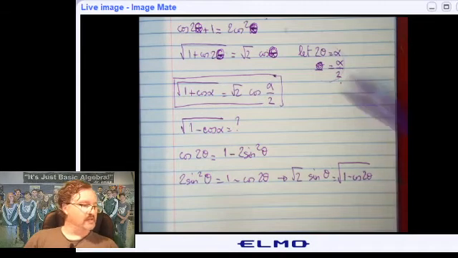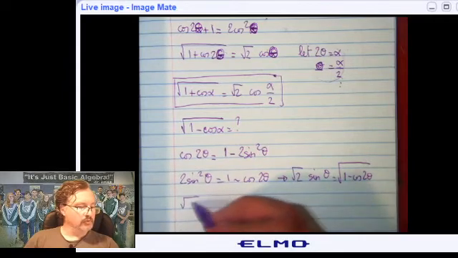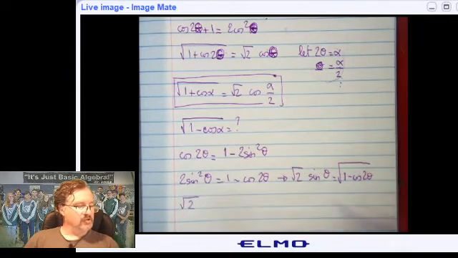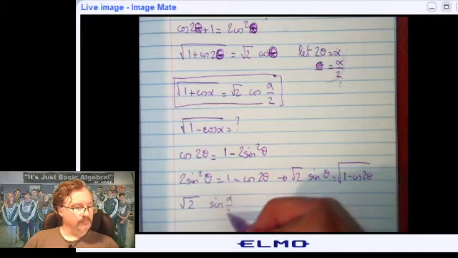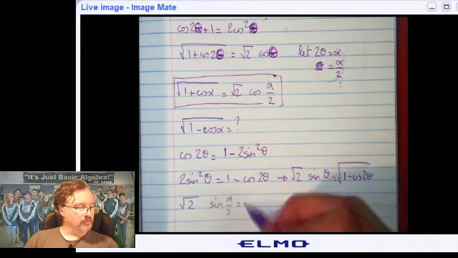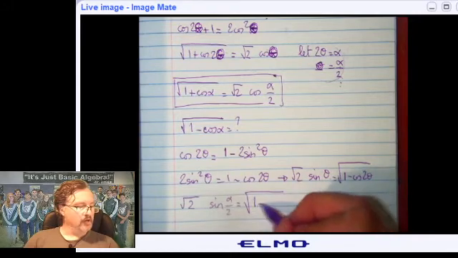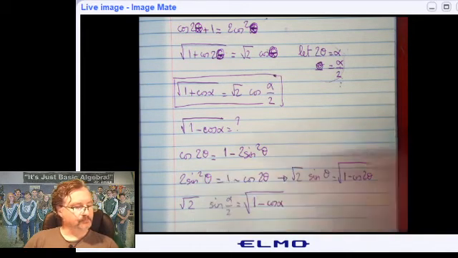And if I make the same change of variable as this one, it's going to give me root 2 times sine alpha over 2 equal to the square root of 1 minus cosine alpha.